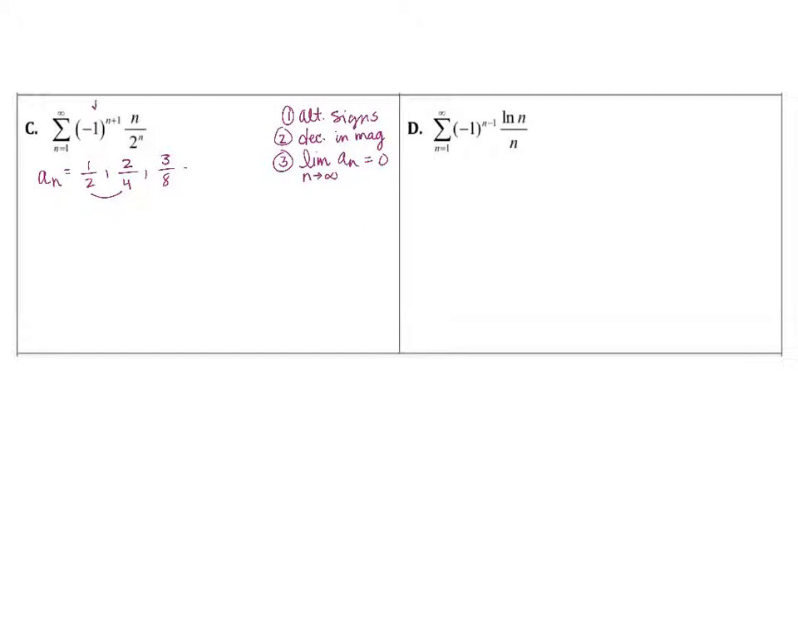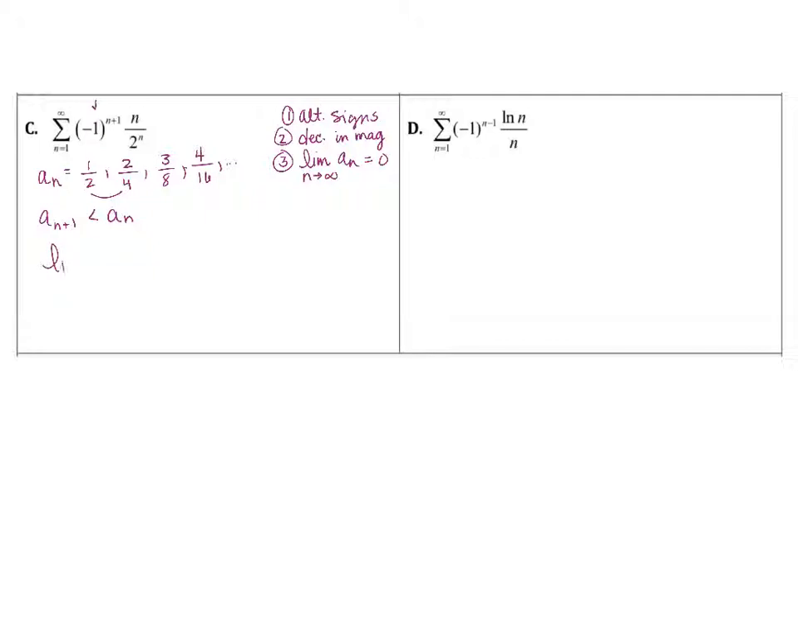Oh dear. Let's plug in. Let's see, that was 1, 2, 3. Let's do 4 just for grins. So that's going to be 4 over 2 to the 4th, which is 16. So we see now that our n plus 1 term is less than our nth term.